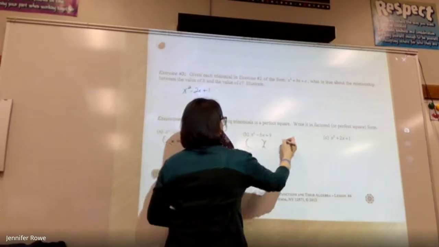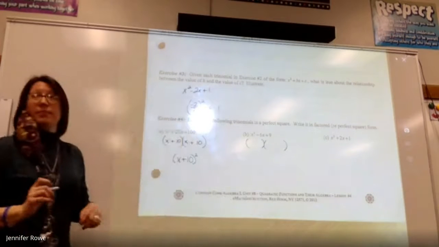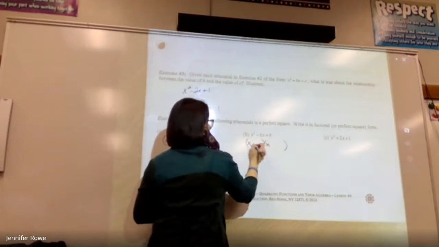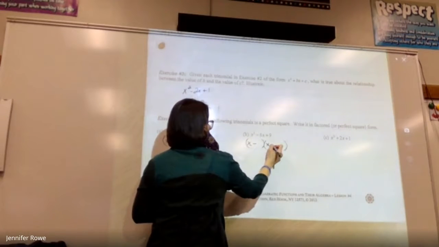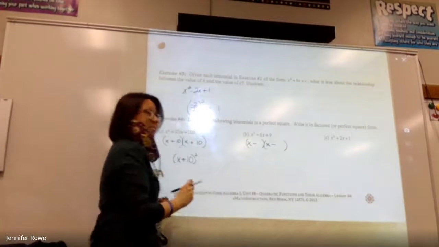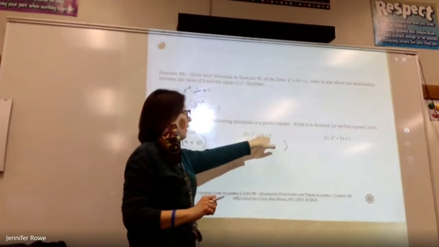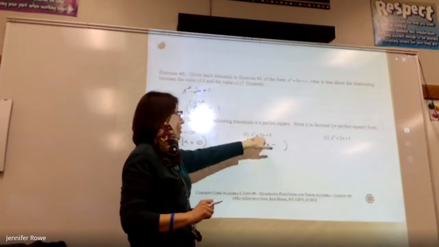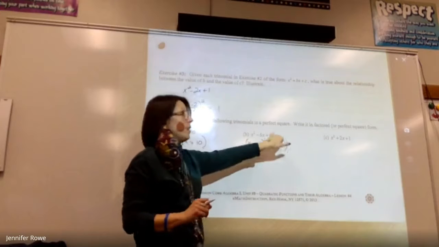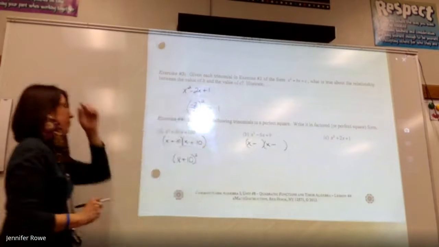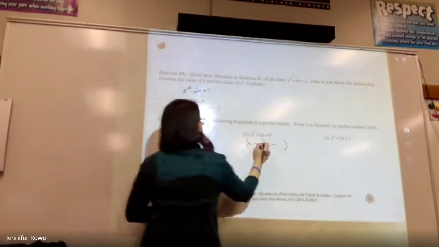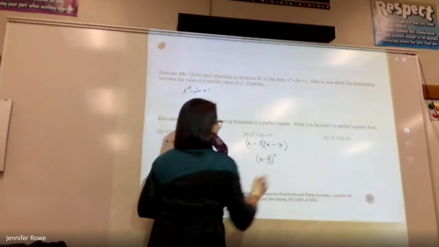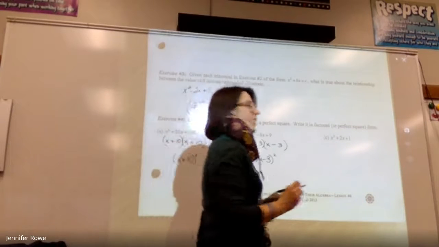Okay. Next, letter B. X and X. Minus and minus. Because when I multiply these, when I FOIL these, Olivia, I need this to be a positive 9. But this one has to be a negative because of that. Negative times a negative is the only way to get a positive. It's 3 and 3. X minus 3 squared.